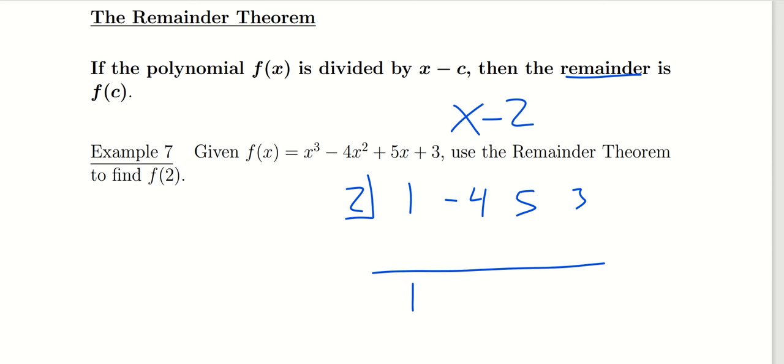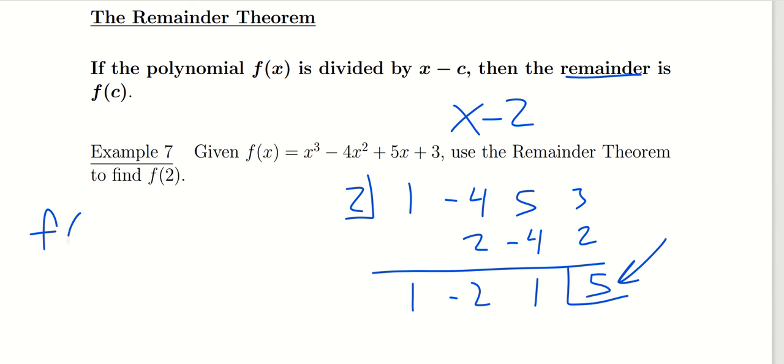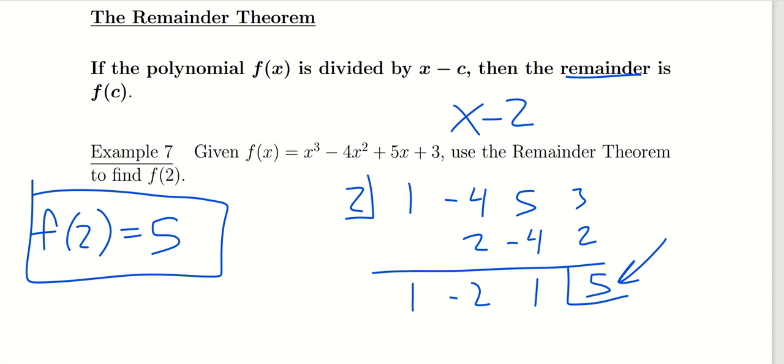1 comes down. Bottom times block gives us 2. Add to go down, negative 2. Negative 2 times positive 2 would be a negative 4. Add to go down. Bottom times block would give us 2. Add to go down would give us 5. So the remainder for this one is the value 5. And according to the remainder theorem, if we were to take this polynomial and evaluate it at 2, the answer is going to be equal to 5.